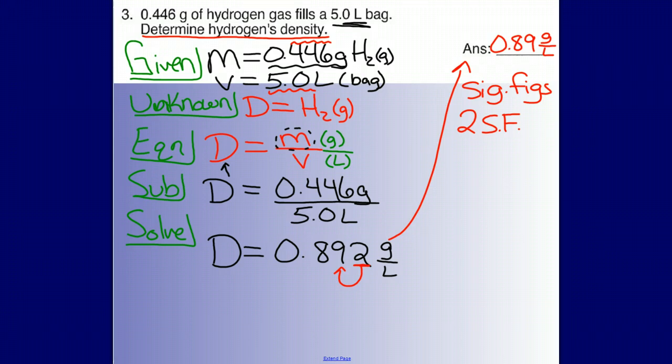So that's an introduction to density and the first problem. We'll have more videos on practice density problems if you need them. Otherwise, make sure you keep up on the notes.